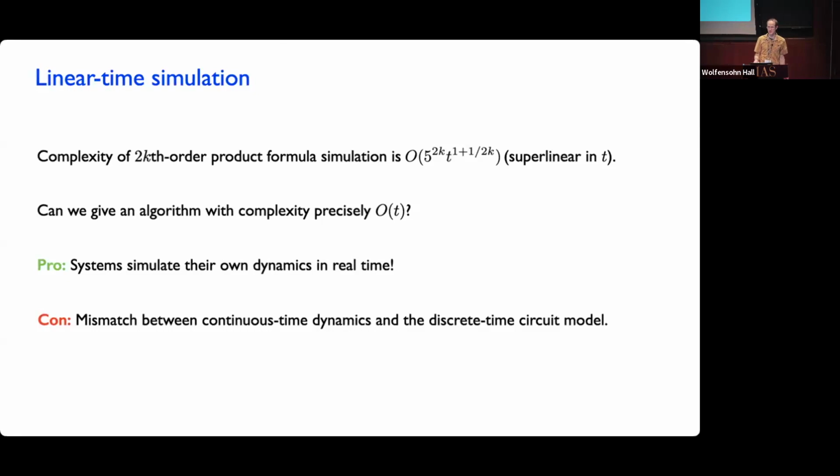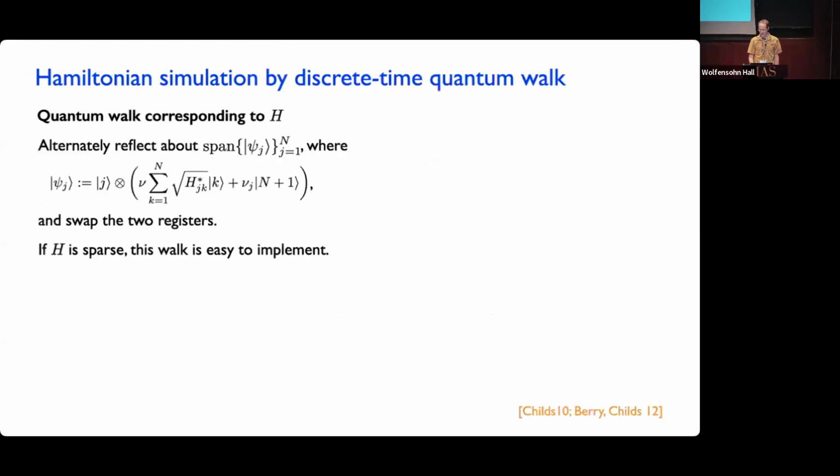We can actually give a simulation that's really linear in t. And the way that it was first shown that you could do that is as follows. You can define something called a discrete time quantum walk that corresponds to some given Hamiltonian that you want to simulate. This quantum walk is basically a unitary operator that's going to be easy to implement and that's going to encode some information about the Hamiltonian.